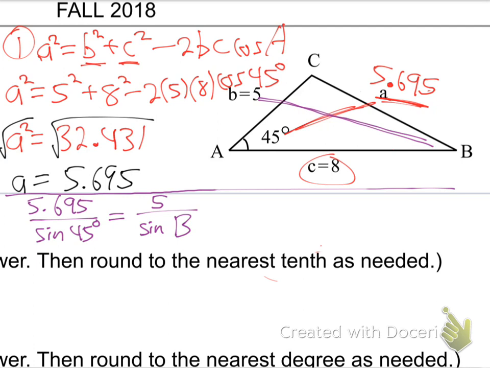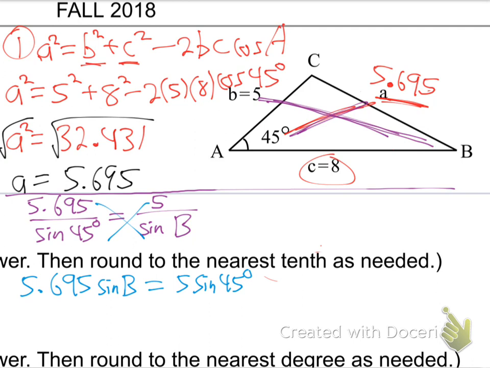Law of sines always matches up sides and the angles across from them. Here we go. So we're going to set up a over sine A is b over sine B. Now we can solve. You know what to do. We cross multiply, right? Diagonal, diagonal. I get 5.695 sine B is 5 sine 45. And then how do we solve there for B?